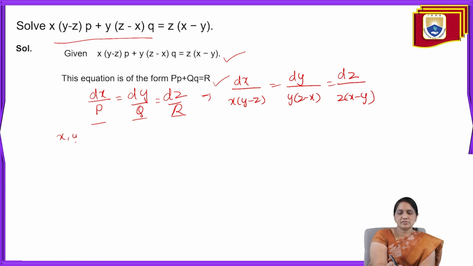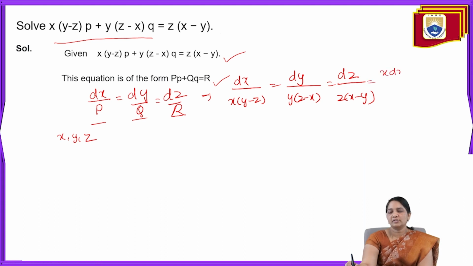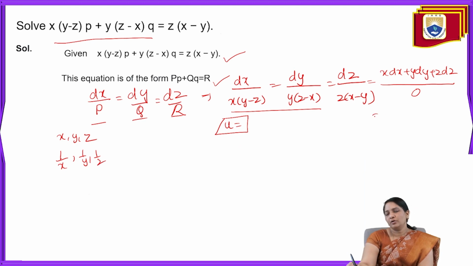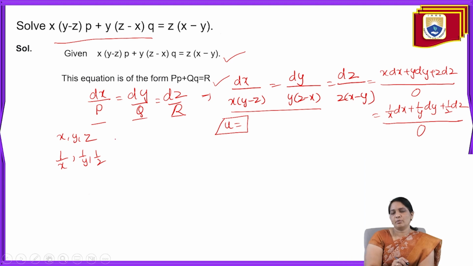If you take x, y, z, then we can multiply the numerator: x dx plus y dy plus z dz. Here we multiply the denominator to get 0. Then you can get the solution u. In the same way, we multiply with 1 by x, 1 by y and 1 by z. What is that? In the numerator, we get 1 by x into dx plus 1 by y into dy plus 1 by z into dz. Then the denominator should be 0. So you will get the second set of multipliers.